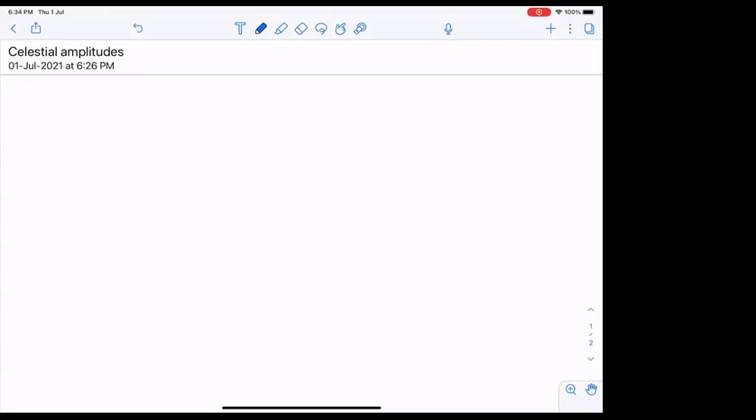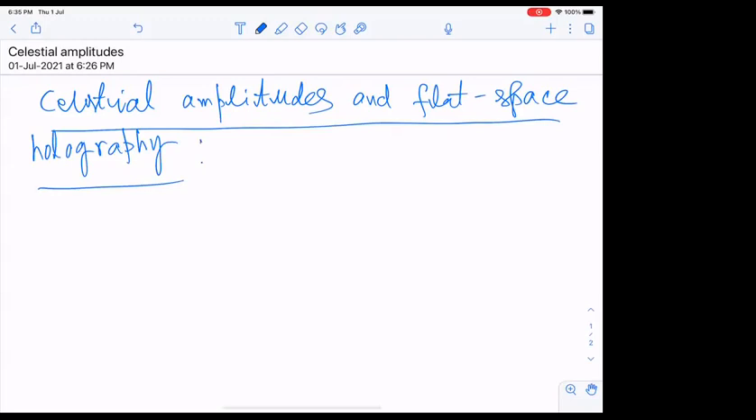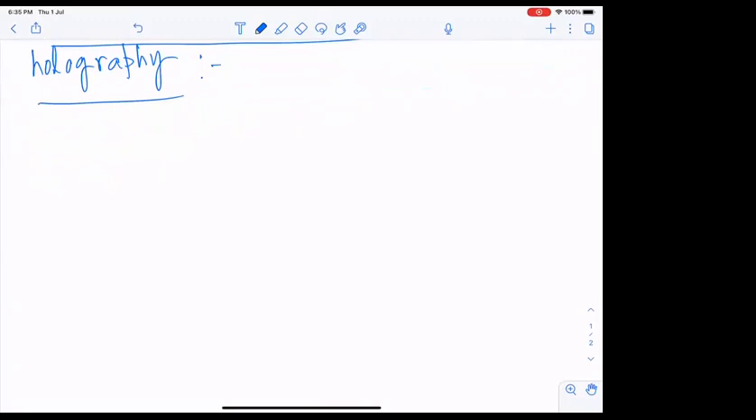Okay, so I'll be talking about some recent work on celestial amplitudes and flat space holography. Let me start by defining what is holography.